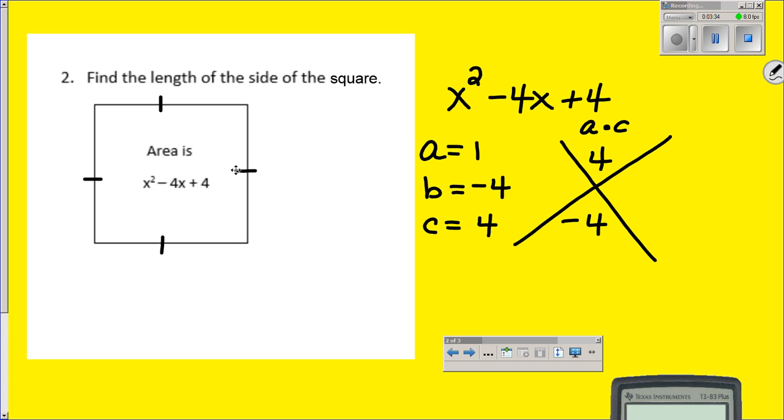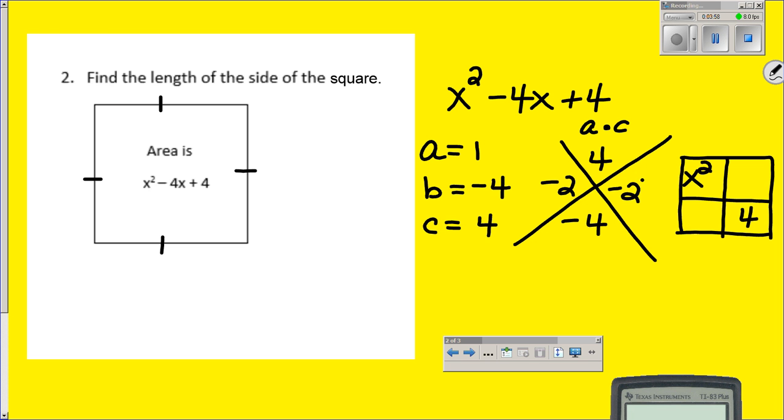Let's see, we could use negative 2 and negative 2. Negative 2 times negative 2 equals positive 4. Negative 2 plus negative 2 equals negative 4. Now we're ready to box it. So again, transfer down your x squared and your positive 4. The two side numbers are going to become your x's. Make sure not to forget the x.